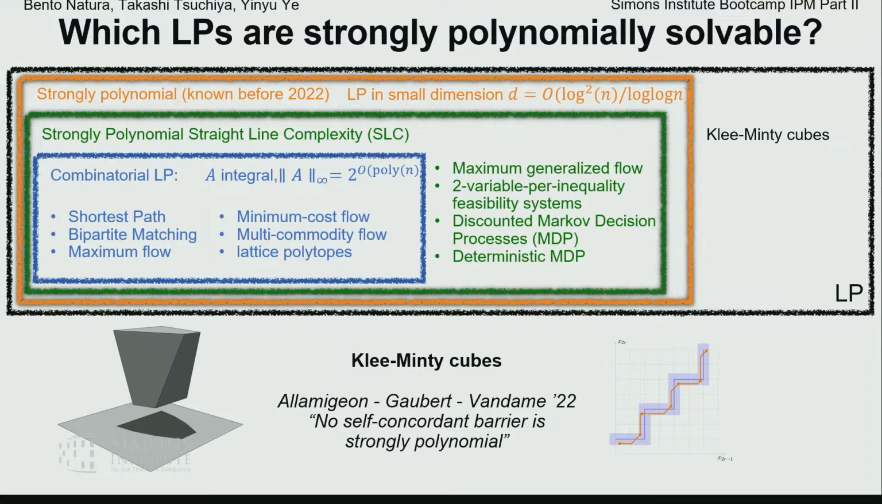Again, Clemente, okay: no self-concordant barrier is strongly polynomial. Basically, for interior point algorithms, even over all the possible barriers, if you consider different barriers, universal barriers, the complexity is doubly exponential. They are exponential. So this is also a negative result.